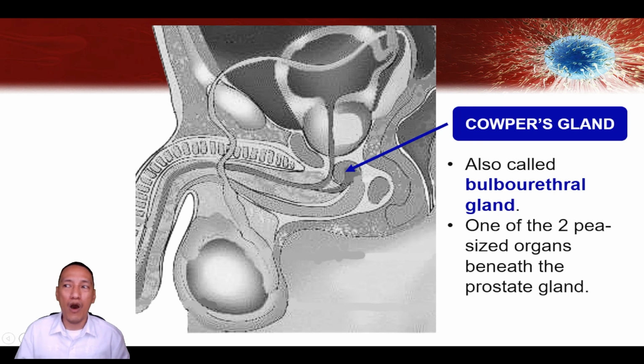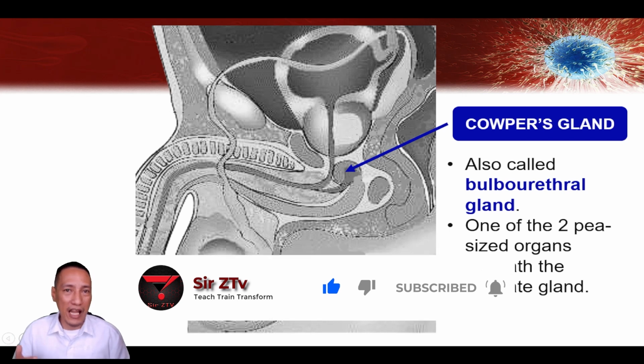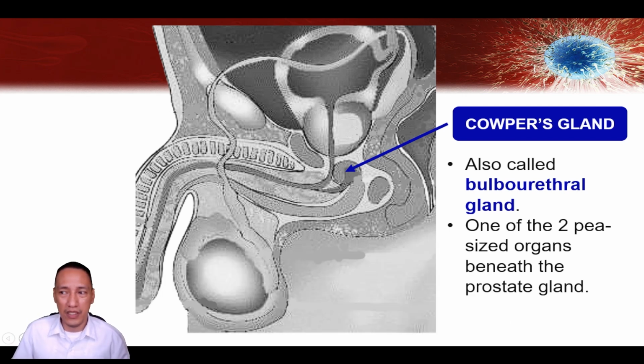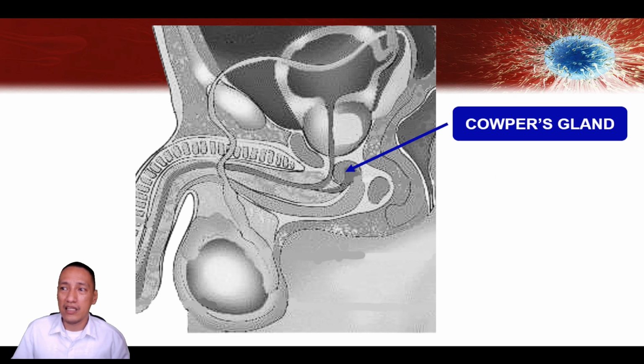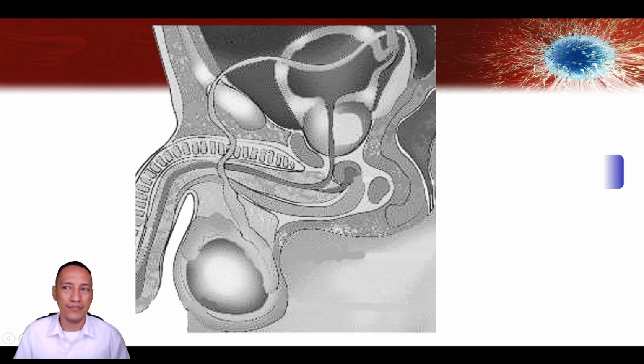We now go to Cowper's gland. Cowper's gland, also called bulbourethral gland. One of the two pea-sized organs beneath the prostate gland. So napakaliit lang niya. At ang kanyang purpose ay responsible in releasing fluid that removes foreign matter and neutralizes the acidic urine in the urethra. Ano ba yung urethra? Yung daanan ng ihi. And natural lang na sa pagdaan-daan ng ating urine sa urethra ay may nade-develop na acid doon or may naiiwan ng acid. Kaya nga kung minsan ay parang mainit or mahapdi, di ba? Kapag sobrang mataas ang acid content ng urine.